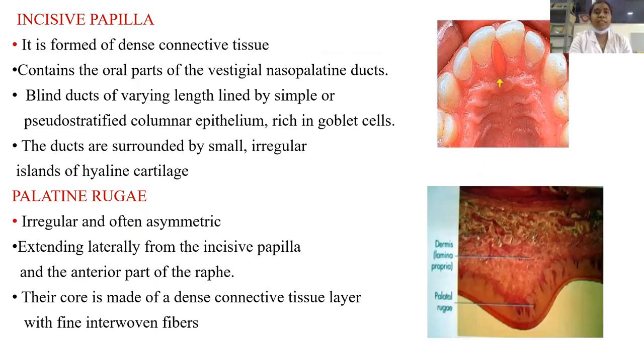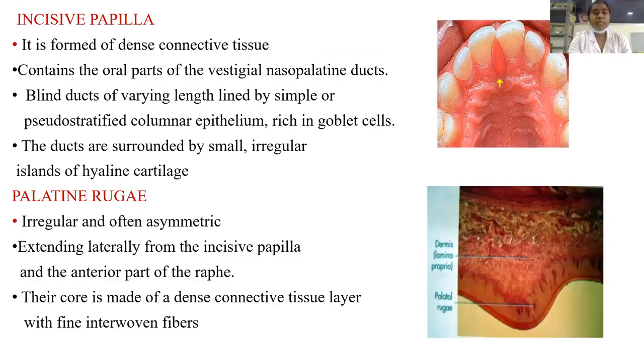It is formed of dense connective tissue. It contains the oral parts of the vestigial nasopalatine ducts. These are blind ducts of varying length lined by simple or superstratified columnar epithelium rich in goblet cells, and the ducts are surrounded by small irregular islands of hyaline cartilage.